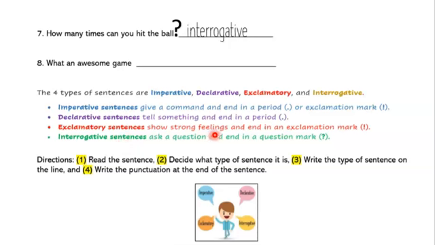Very good. Yes, it shows strong feelings and it's an exclamatory sentence. So we're going to go ahead and write that on the line. Then we have to write the punctuation at the end of the sentence. So, an exclamatory sentence shows strong feelings and ends in a what? Very good, an exclamation mark. So let's go ahead and write the exclamation mark right there.